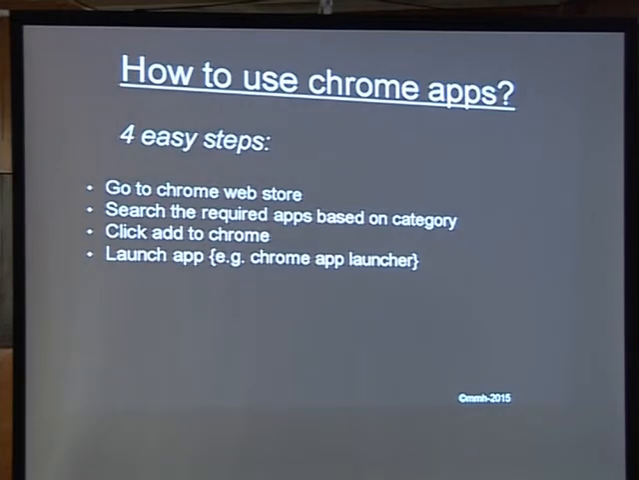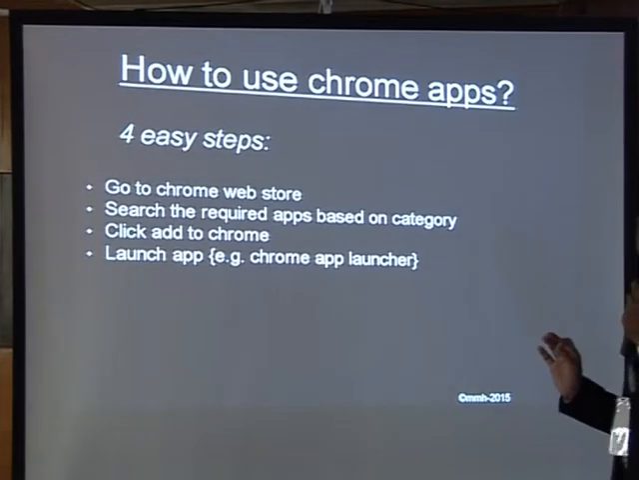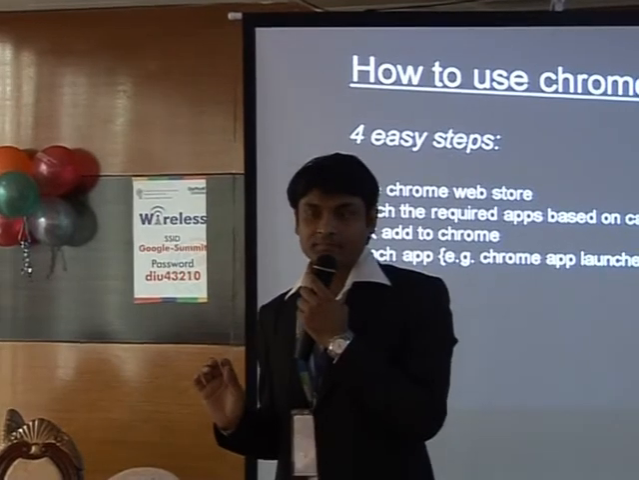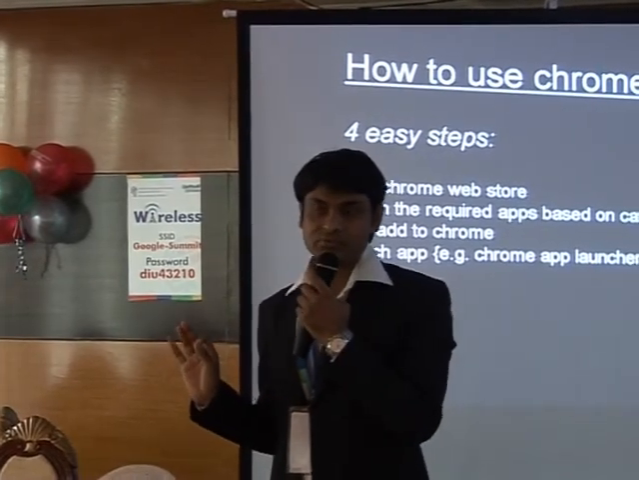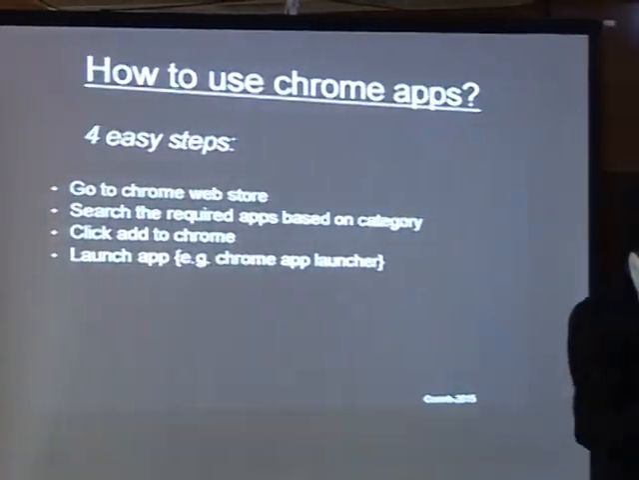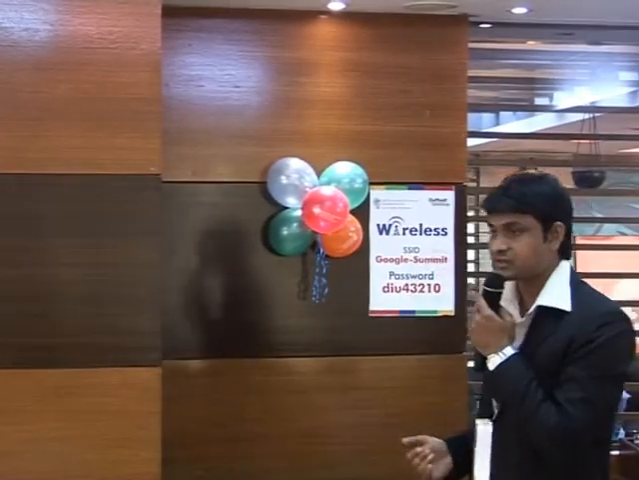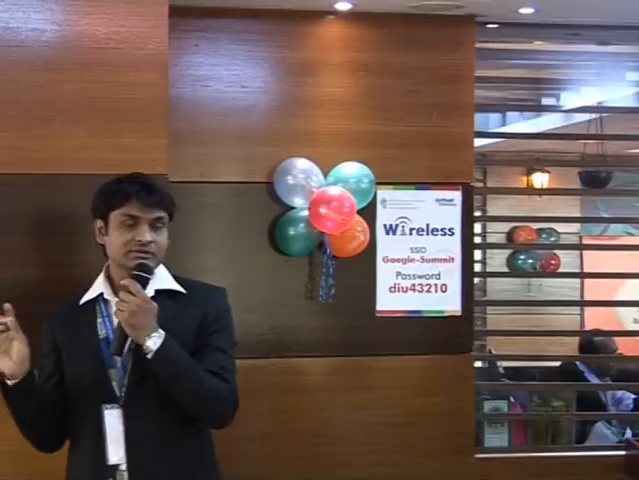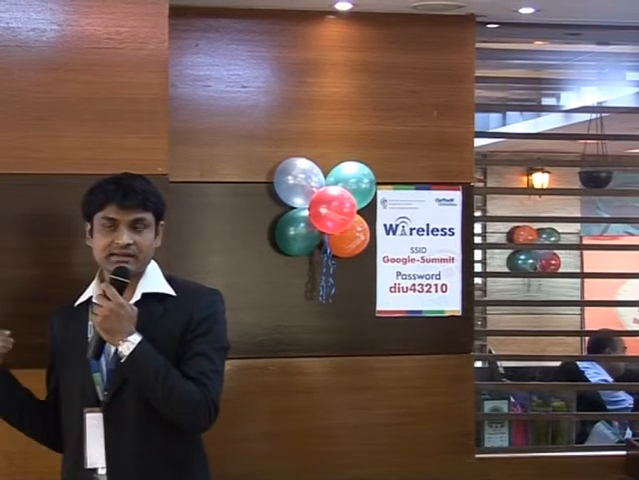There are 4 easy steps to install any applications. Is there anyone who doesn't know how to install Chrome applications? So everyone knows how to install Chrome applications. It's a very easy step. You need to go to the Chrome web store. You need to search the applications according to the category, like business, games, educational. After that you need to click on add to Chrome and it will check whether the browser is up to date or not, and it will automatically install. After that you just launch the app, then it will pop up.